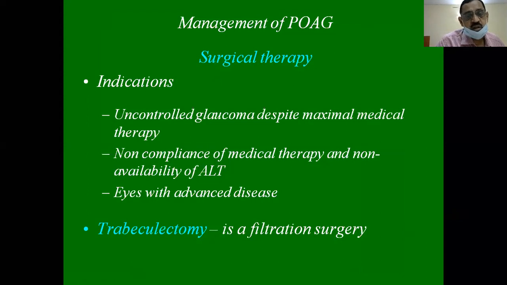And surgical therapy, the indications for surgical therapy. Whenever we ask you about the surgery, you will have to first mention the indications, and next the anesthesia we give, and then the procedure, and finally the complications of the surgery. Okay, so the various indications for the management of POAG are uncontrolled glaucoma despite maximum medical therapy, non-compliance with medical therapy, non-availability of ALT, and eyes with advanced disease.